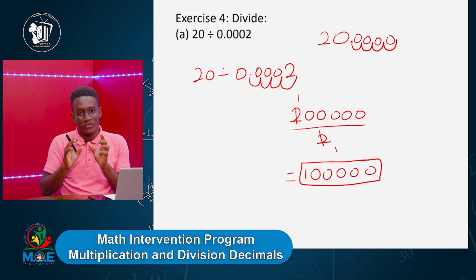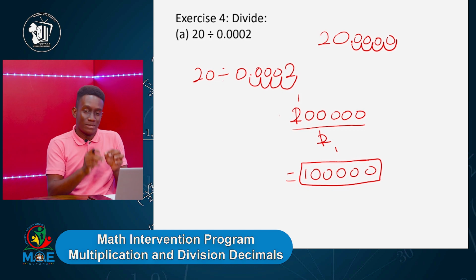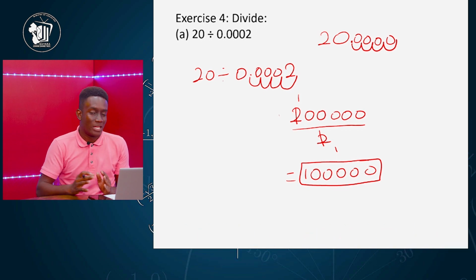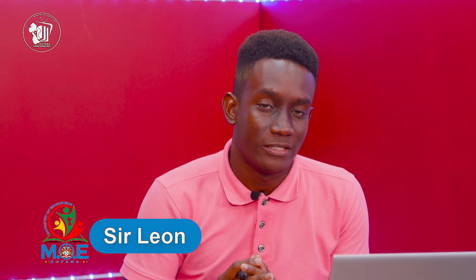And depending on the amount of times you move the decimal point in the divisor, we must do the same thing to the other number. And then we just divide normally and we will get our answer. And with that, it has brought us to the end of this video. I trust that you now have a good understanding of how to multiply decimals.